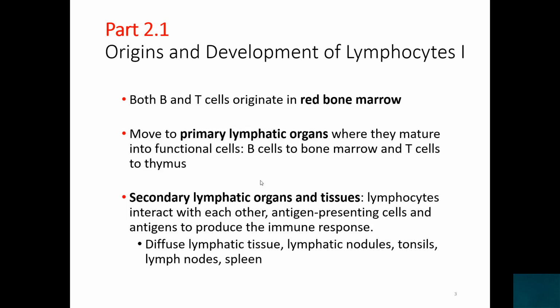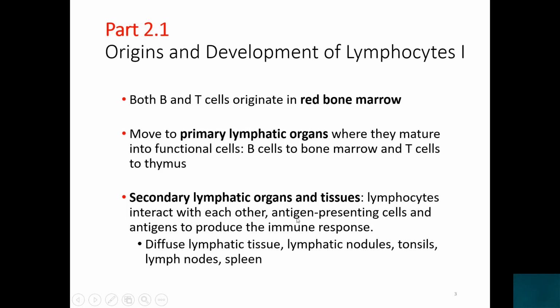After T and B cells are born, they mature in the primary lymphatic organs. B cells stay in the bone marrow, and T cells go through blood to the thymus where they mature. So thymus and bone marrow would be primary lymphatic organs. It takes some time for the cells to mature, but finally, when they are ready, they go to secondary lymphatic organs and tissues. And that's where they do their job.